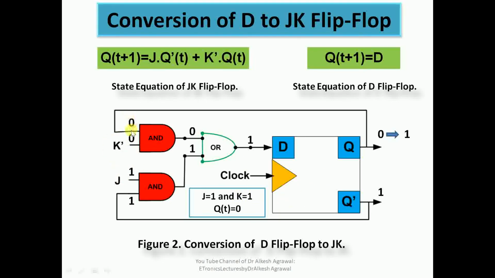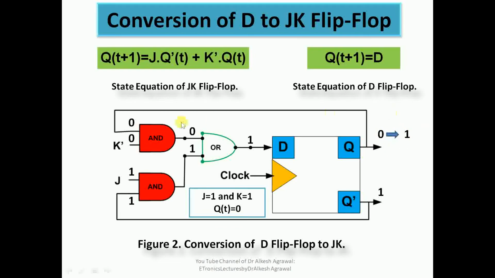Now through this upper AND gate, 0 and 0 is 0. Through this lower gate, J is 1 and Q complement is 1. Why is Q complement 1? Because Q(t) is assumed to be 0. So through this AND gate, the output is 1, and through this OR gate 1 or 0 is 1. So at the input of D, what we are giving is 1, and we know that whatever is the input to D, the state changes accordingly. So the state transits from 0 to 1.